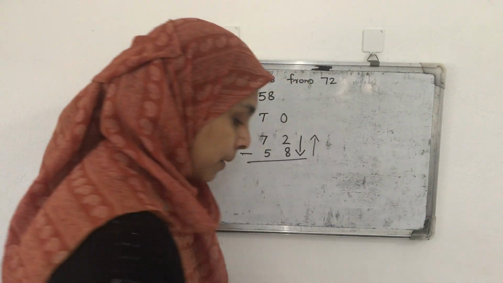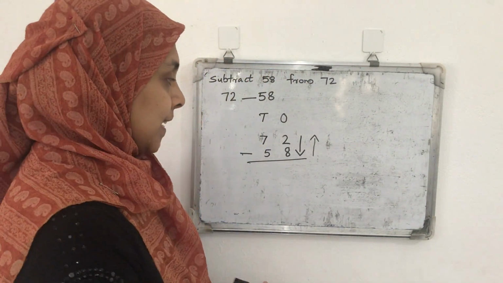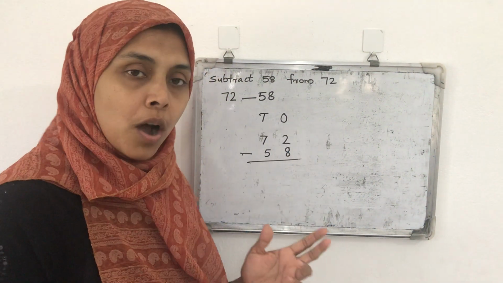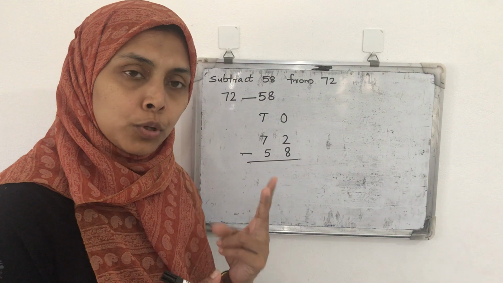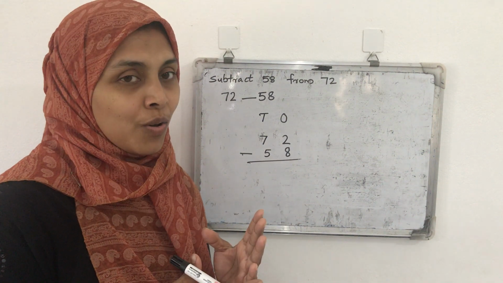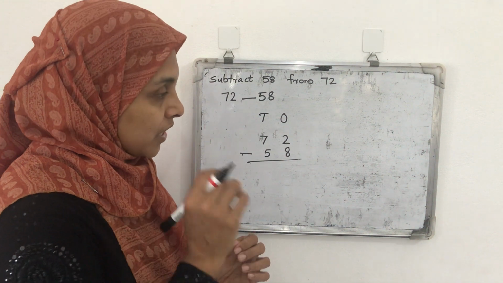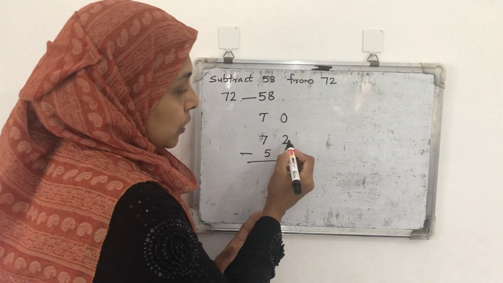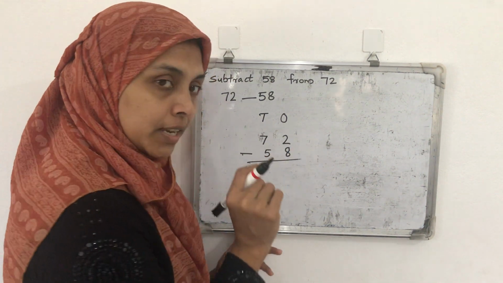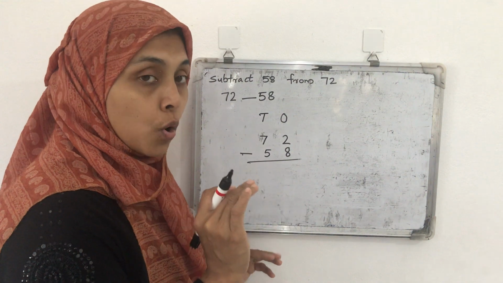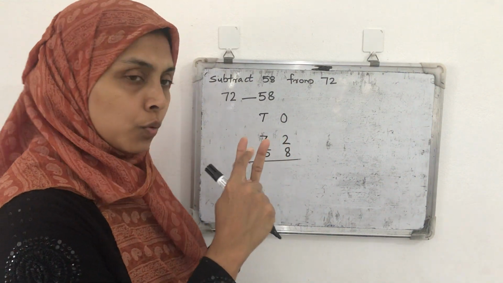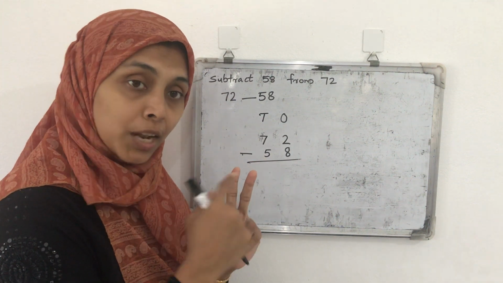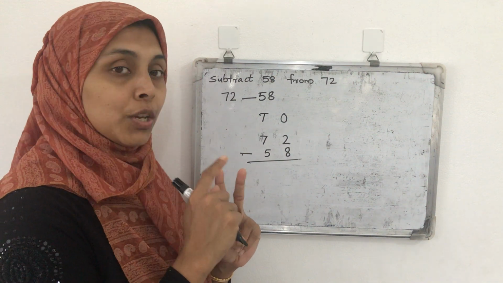You will think this number 2 is less than 8. Then how will we subtract 8 from 2? Is it possible? No. So how can we subtract? There is an easy way for subtracting that. Here 2 minus 8, in cases like that, it is not possible, because 8 is bigger than 2.